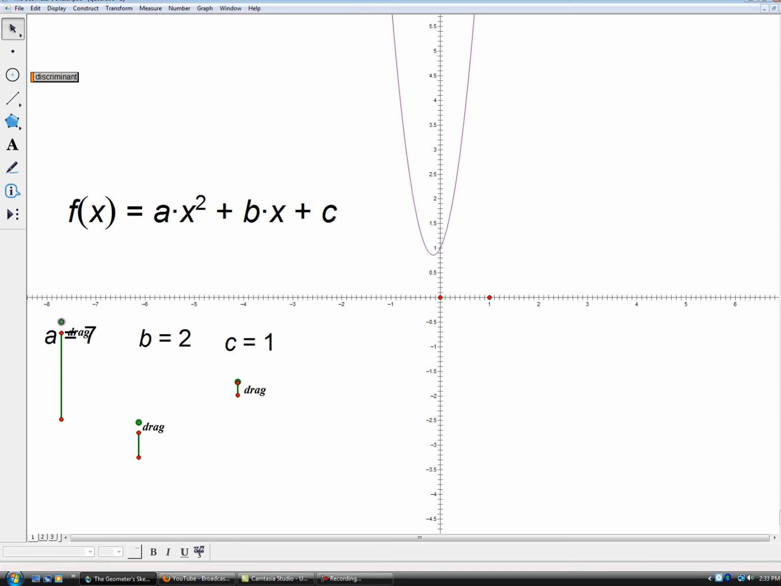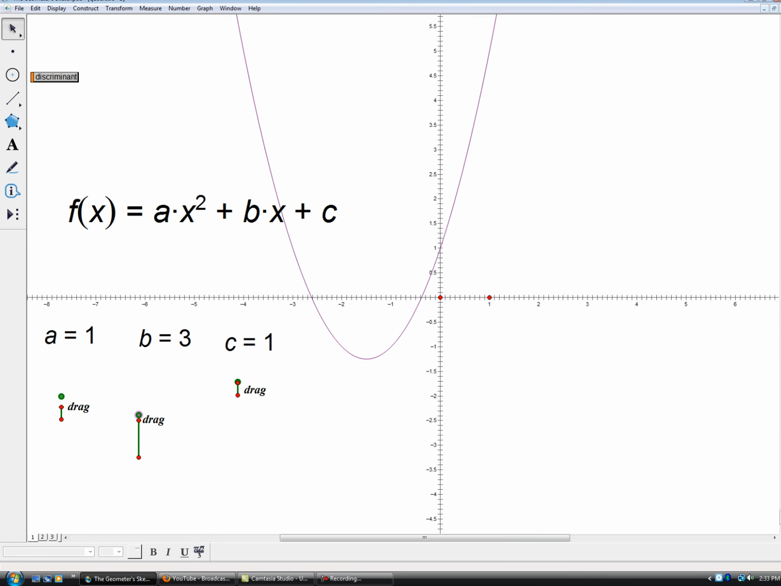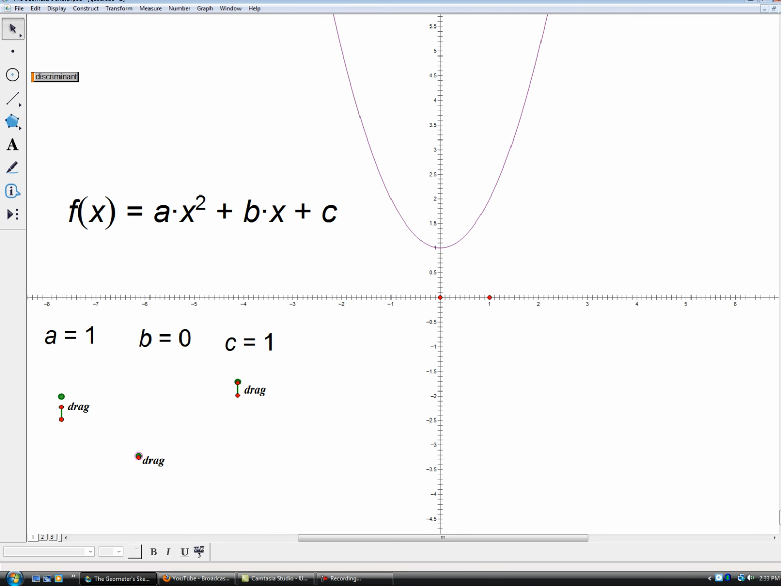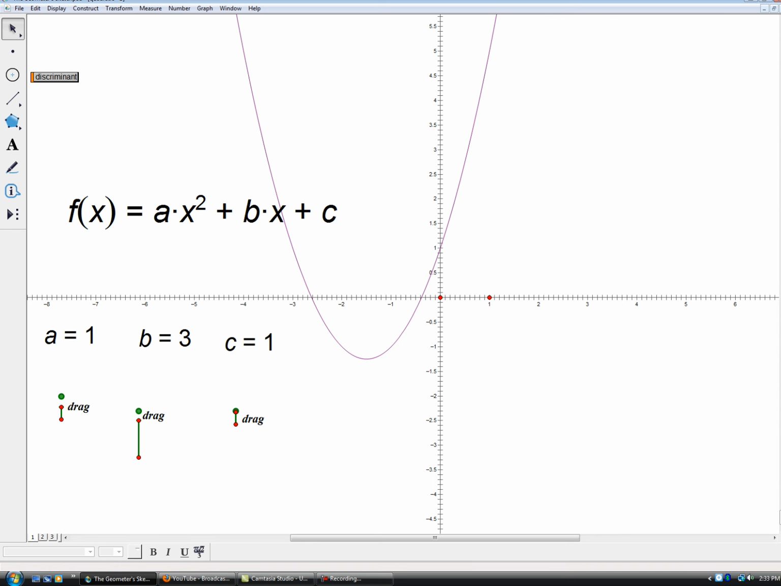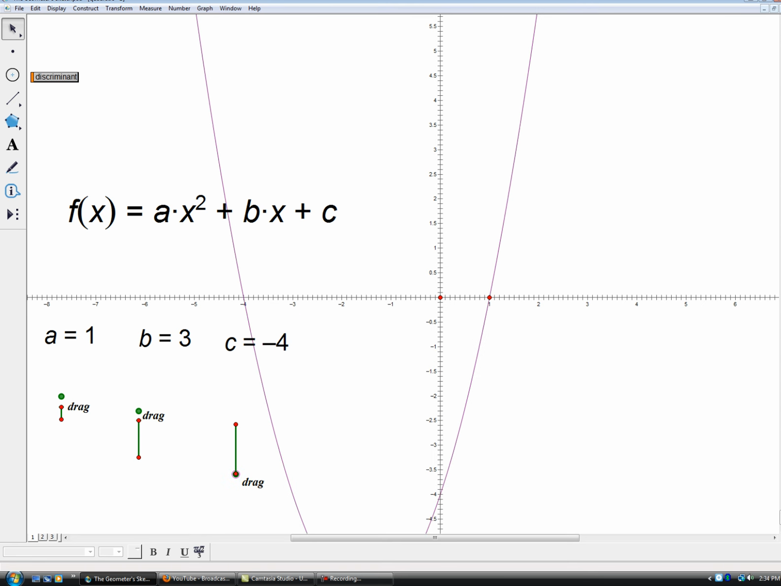This slider is adjusting our leading coefficient a. You can see that as I change the value of a, which is set up to be only integers for this example, you can see the effect on the graph. There's another slider here for our linear coefficient b, and as I change the value of b, the graph changes accordingly. And our constant c also has a slider, and if you didn't already know, this changes the location of the y-intercept of the graph.